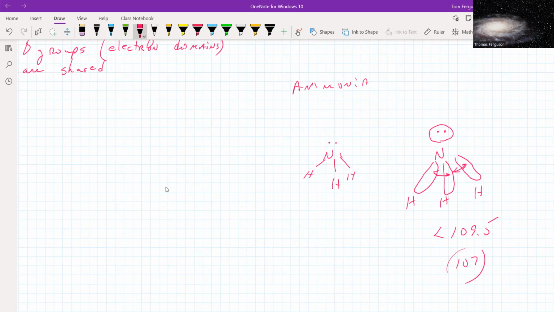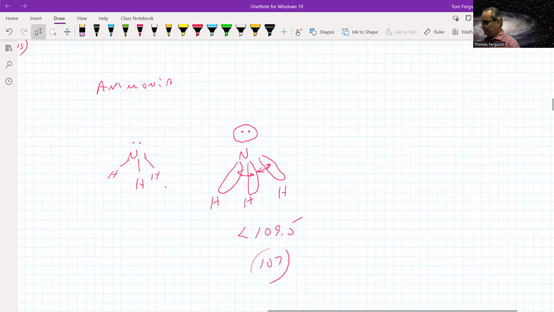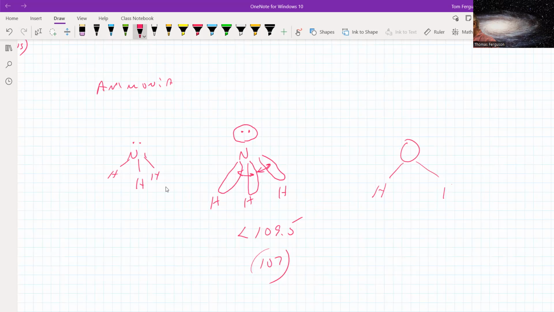So what do you think the effect would be if we had, instead of one electron pair, what if we had two? What do you think the bond angle there will be, using the reasoning on NH3? Yes, even more so. Instead of one, we've got two.